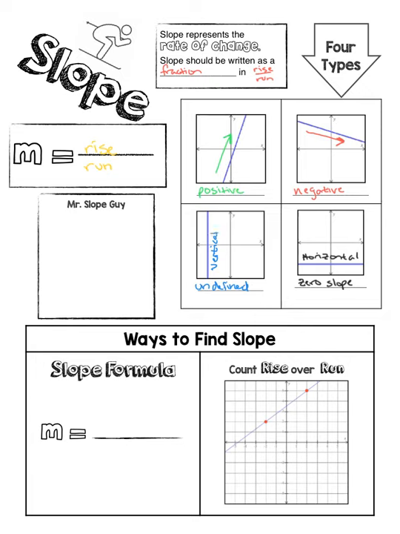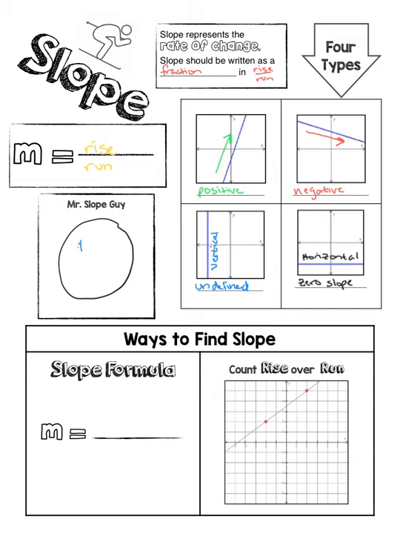Now, you're wondering, what the heck is Mr. Slope Guy? Well, Mr. Slope Guy is a fantastic memory device. So let's give Mr. Slope Guy blue eyes. And what that means, you can either make angry Mr. Slope Guy or confused Mr. Slope Guy. I'm going to go with confused.